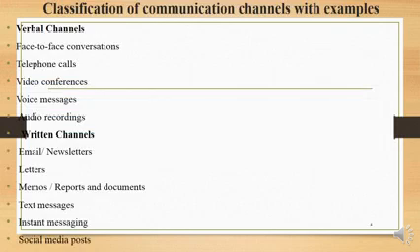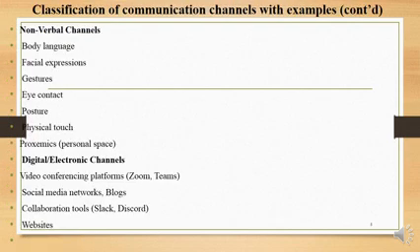Classification of communication channels with examples. We have the verbal channels. The verbal channel examples are face-to-face conversations, telephone calls, video conferences, voice messages, audio recordings. In the written channels, we have emails, letters or newsletters, memos and reports and documents, text messages, instant messaging, and social media posts.